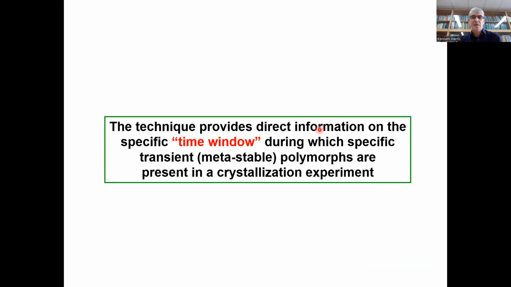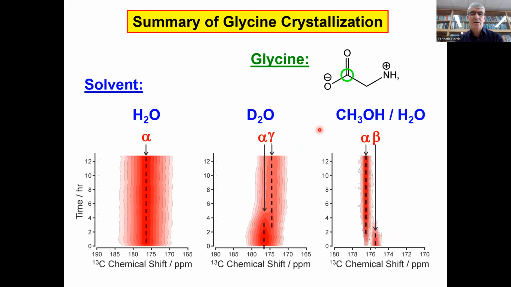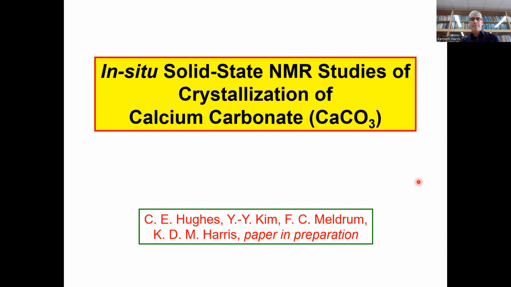And this is one of the key aspects of this technique. It gives us information on the time window during which specific transient polymorphs, metastable polymorphs, are present during crystallization experiments. And here's a summary of the situation for glycine in the different solvent systems and the different polymorphic evolution deduced from our in situ NMR technique.